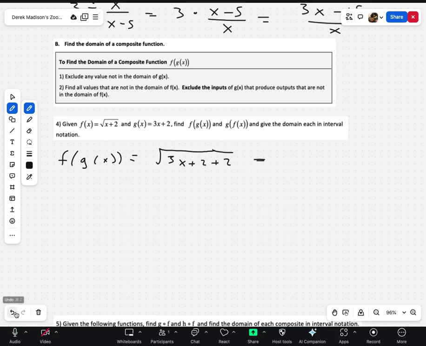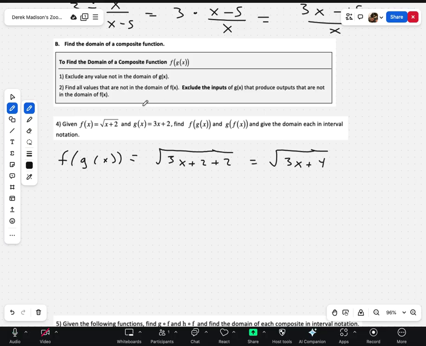And let's look at minus, clean that up. So that would be 3x plus 4. So the domain of this one, remember for a root, the math under the root can't be negative. If it's negative, then we have an imaginary number, and that's not the domain.